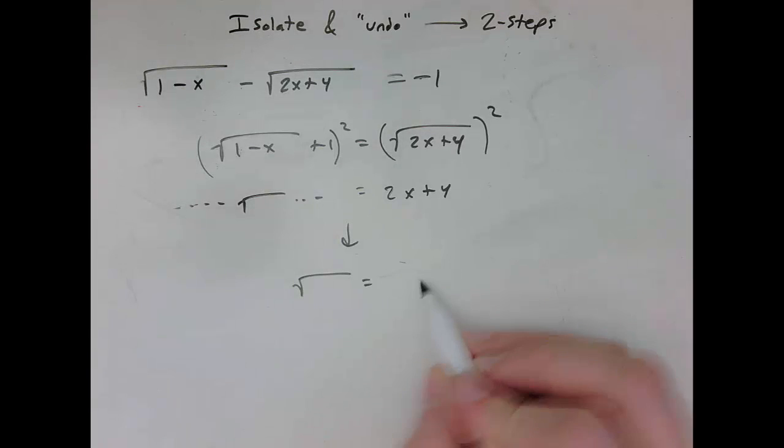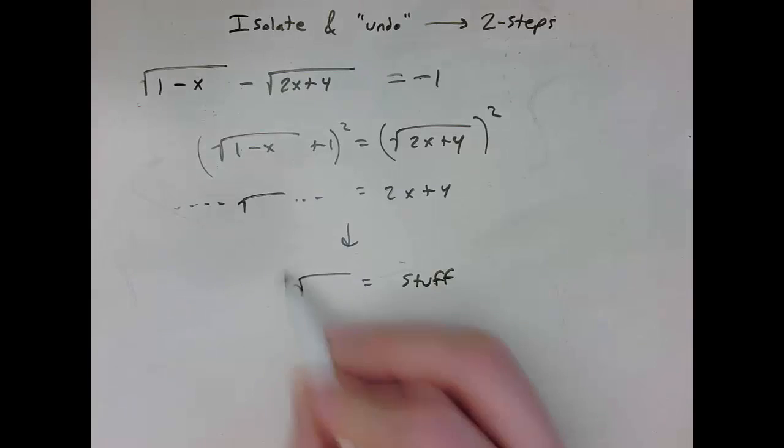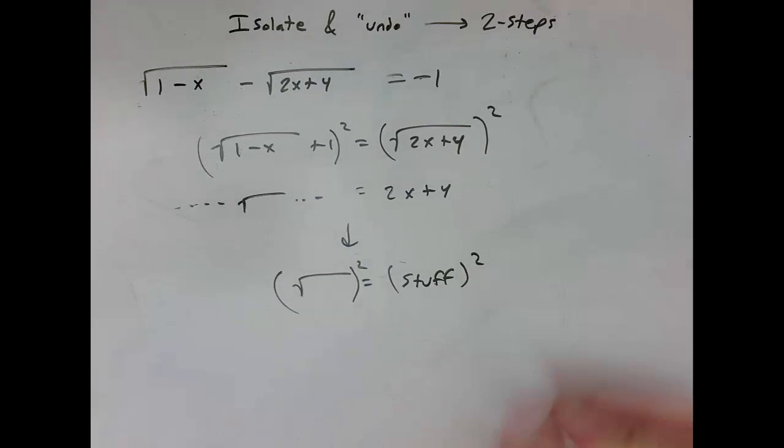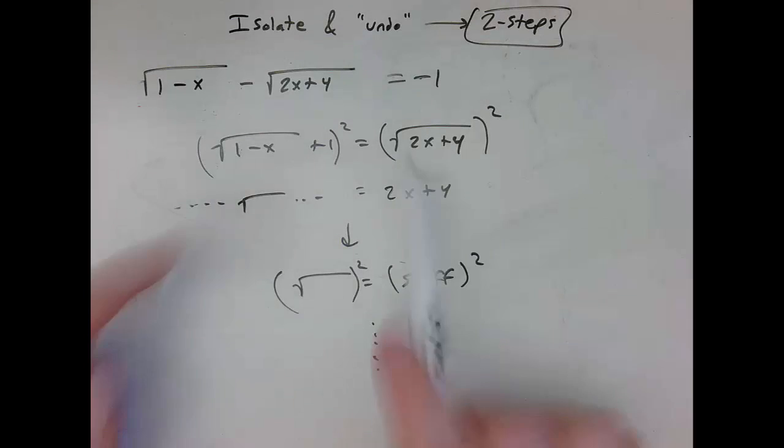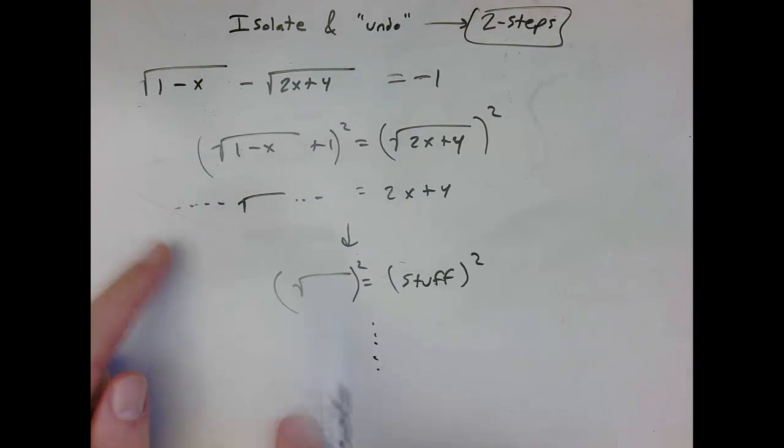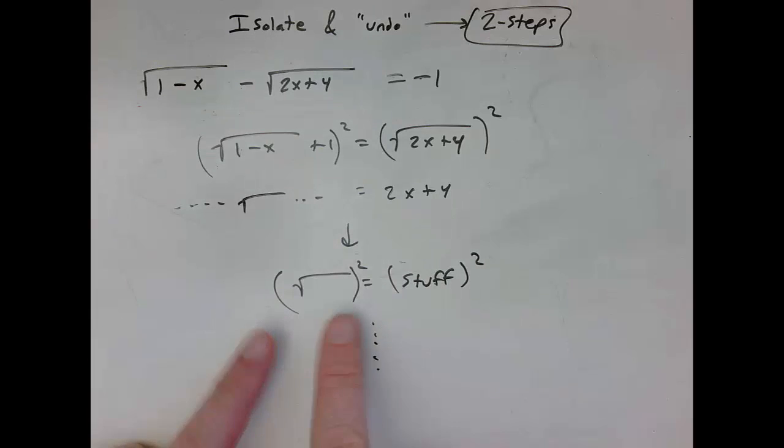So we'd have root equals stuff, and then you'd square it one more time so that you can solve the rest of the way. So that's why I said this is a 2-step strategy. You want to isolate one of the roots so that you can undo it. That's going to give you another root somewhere, so then do the whole thing over again. Isolate that root and square it to undo it. Let's see what it looks like.